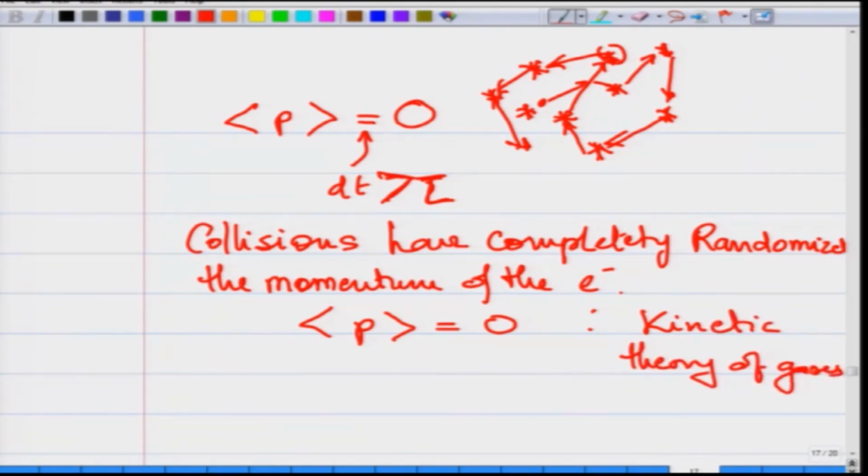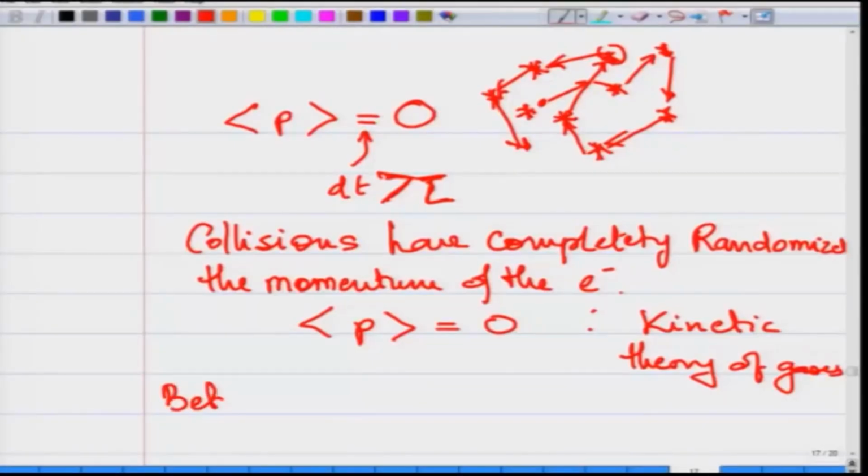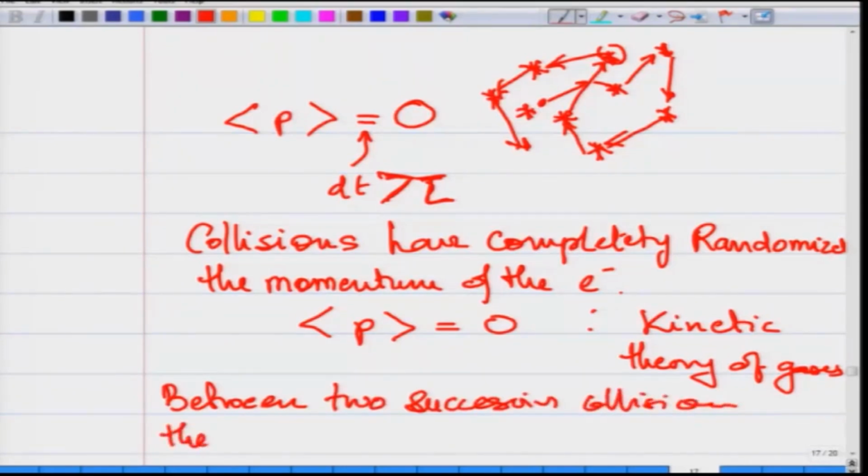Just like the kinetic theory of gases, here also the collisions are playing the role of randomizing the momentum. So, if you take a long time interval and you look at the average momentum of the electron, it is going to be 0. But between two successive collisions, the particle has a finite definite momentum.